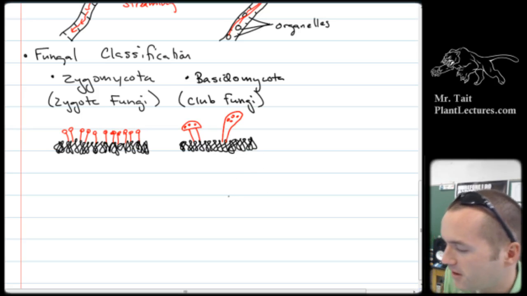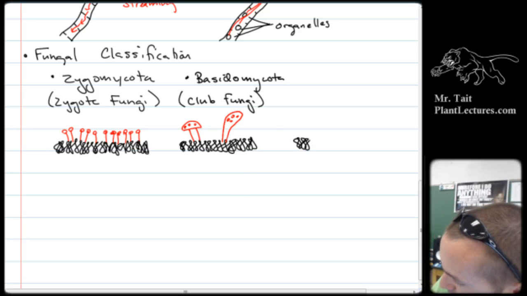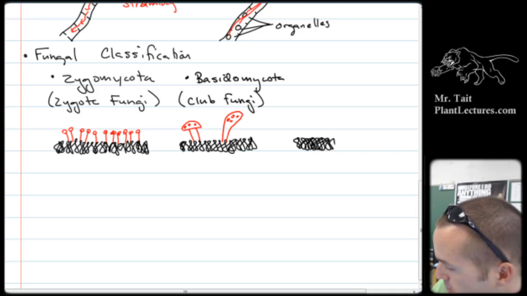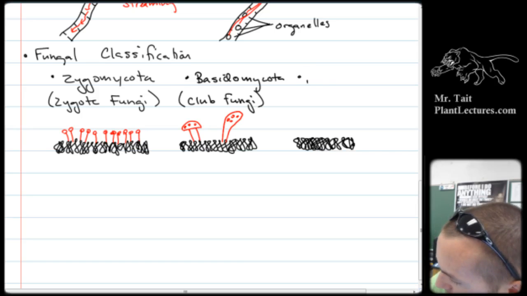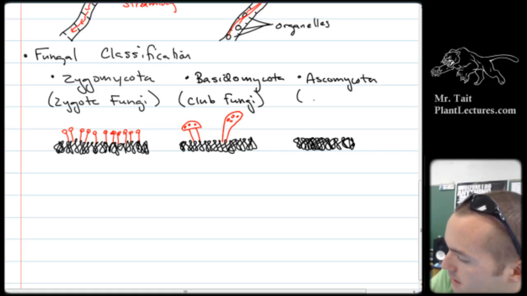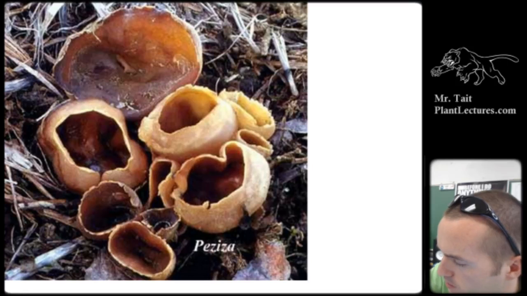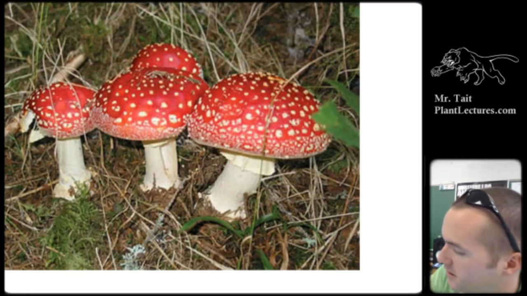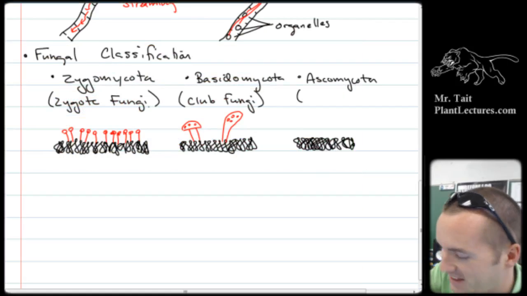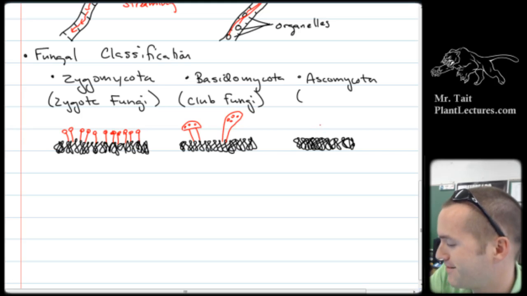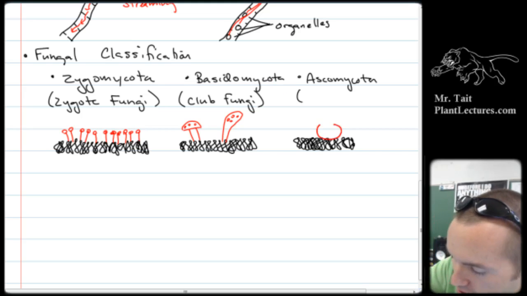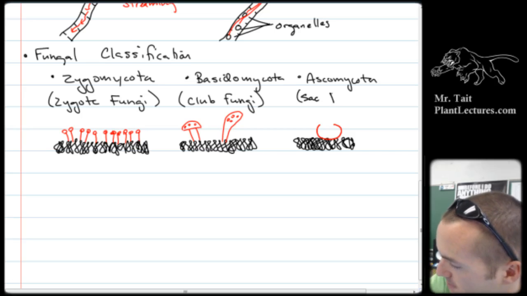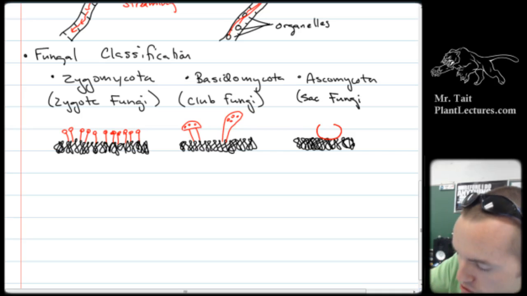All right. And then the last major grouping is called Ascomycota, and those are the sac fungi. These are club fungi, like normal mushrooms and stuff. And these are called sac fungi, and they are shaped like cups.